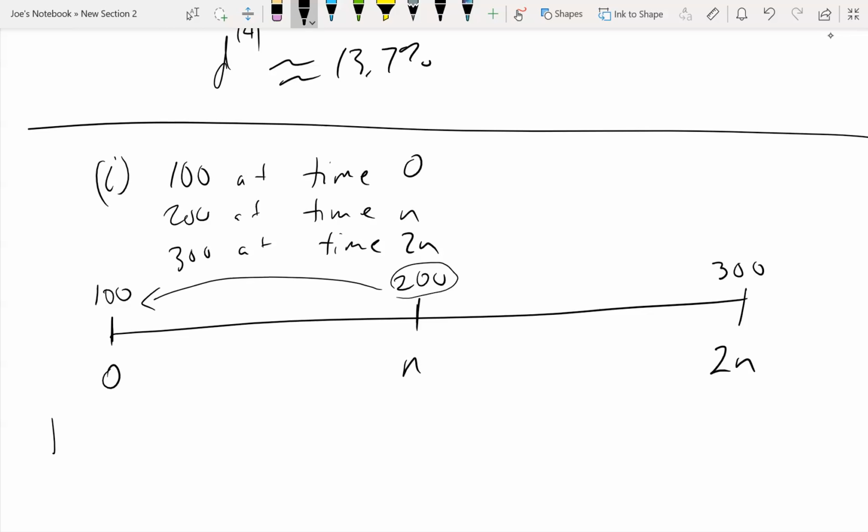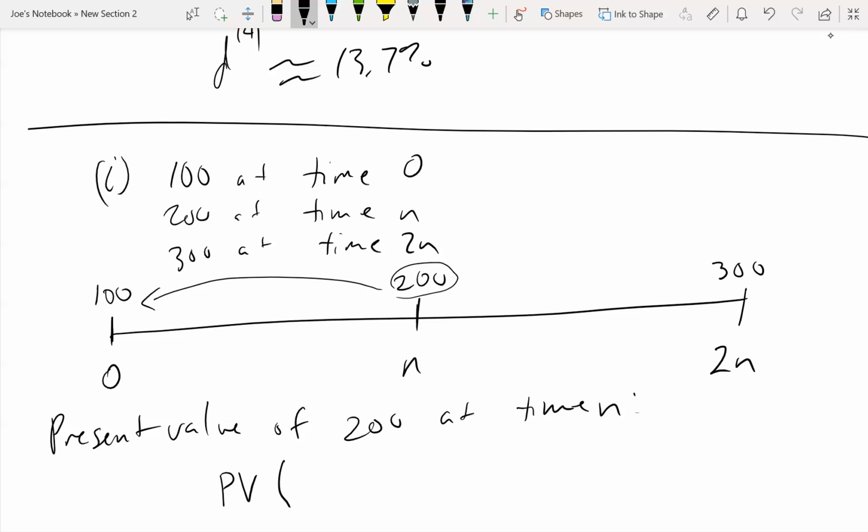Okay? So that present value of 200 at time n, let's figure out how we would do that. Well, the present value is somewhere sitting over here. I don't know what that is. But what we're assuming is that if I accumulate it for n years, or to time n, I should get 200, right?